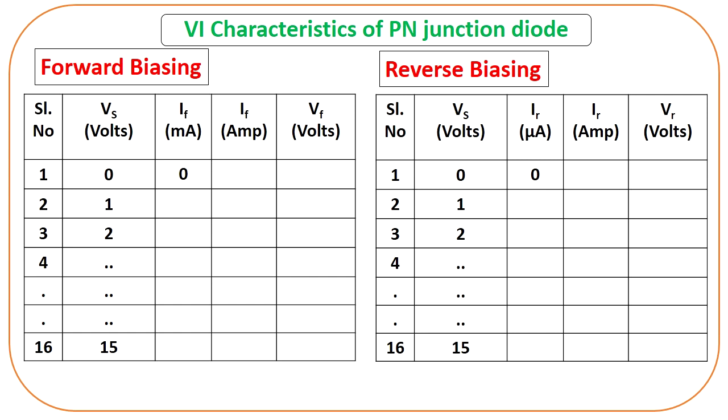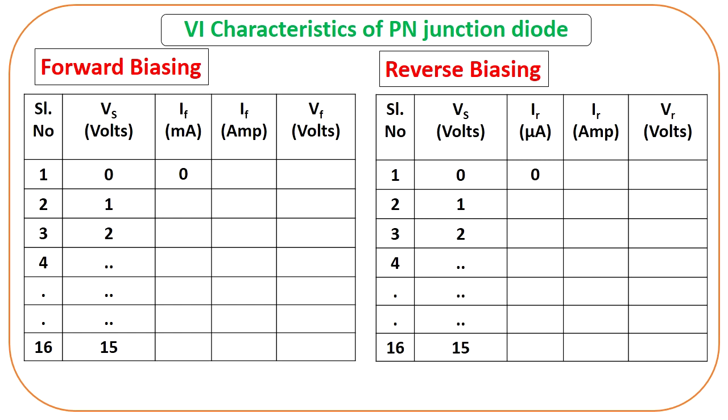And similarly the voltage drop across the PN junction diode, you will get it from the millivoltmeter, and you have to convert from millivolt to volt. So that's why this is the forward voltage drop across the diode. Similarly, in the reverse bias also, you will get different reverse current in microampere. You have to convert from microampere to ampere, and you will get the voltage drop across the diode in millivolt, and you have to convert from millivolt to volt.